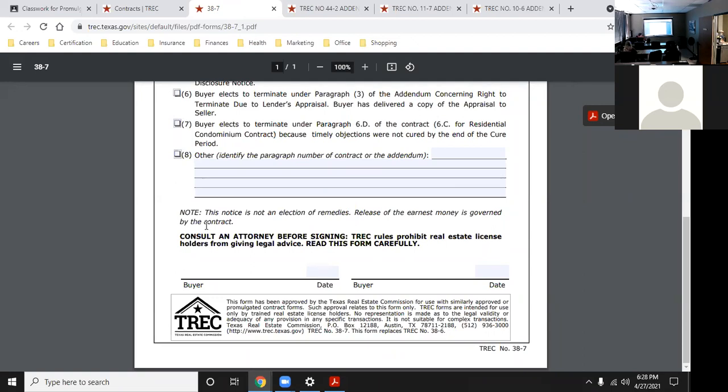You've just terminated. The best thing to do if you're mutually terminating is actually click 8 and put both parties have mutually agreed to terminate the contract. You would just write that in. The buyer would send it to the seller, and the seller would fill out the seller's termination and send it to the buyer saying the same thing. That way both parties have received a notice that they've mutually terminated, and you both have a record that it was a mutual termination. You can't come back after that.